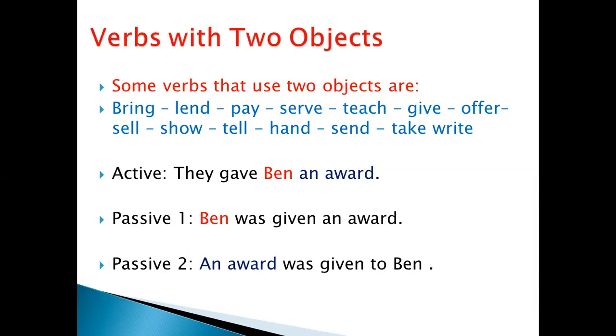If you start with Ben, the passive will be Ben was given. Was given, this is simple past. Ben was given an award. If you start with an award, it will be an award was given to Ben. And apply this rule with all the verbs that I wrote, as you see.